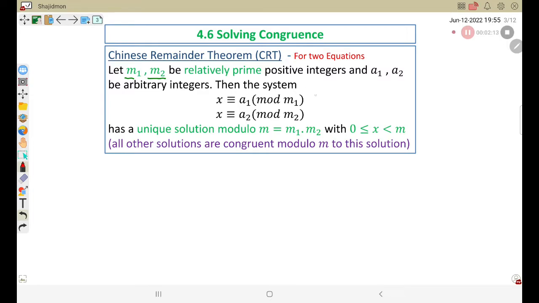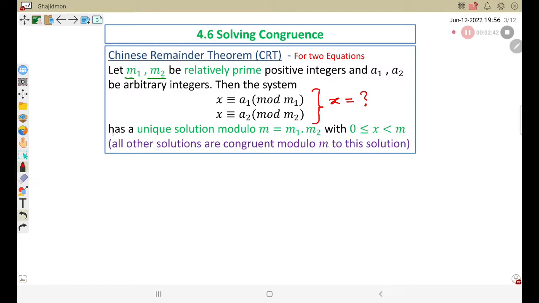Then the system, we have two congruences here: x congruent to a1 mod m1 and x congruent to a2 mod m2. The a1, a2 numbers are given in the question, and m1 and m2 are given. From this system of congruences we need to calculate our solution. What is the x value? What are the possible x values? Now especially we are finding a unique solution.